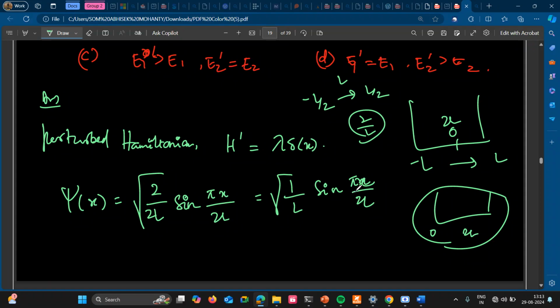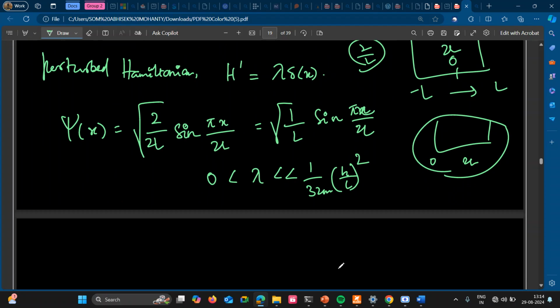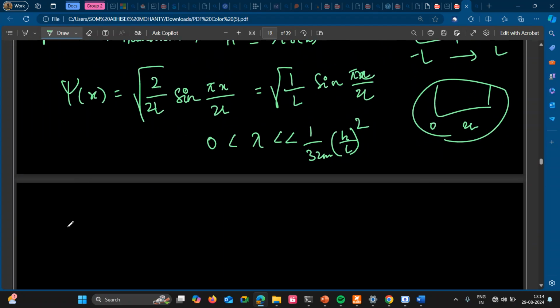Pi x by 2L. So the unperturbed Hamiltonian is given, and the condition is 0 less than lambda, very much less than 1 by 32 m, h by L whole square. This is the condition given. The correction on the ground state we can easily do. We know how to calculate the correction: the expectation value of H dash, the first order correction in the ground state.